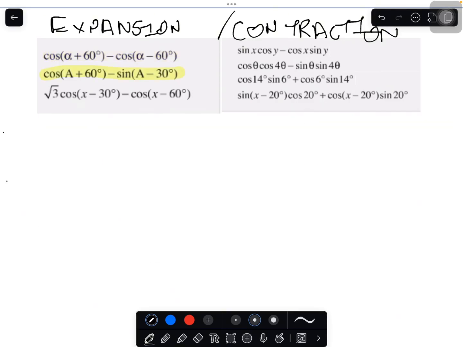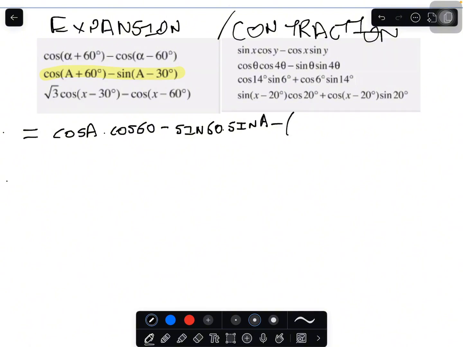Let's go on to the next one, expansion. So we're going to go equals. So let's expand this. We'll get cos A times cos 60 minus sine 60 times sine A. Okay, and we have a minus sign again, so we're going to use the same technique where we put a negative. We open the brackets.